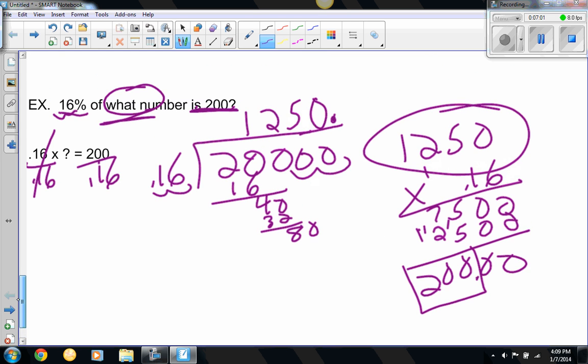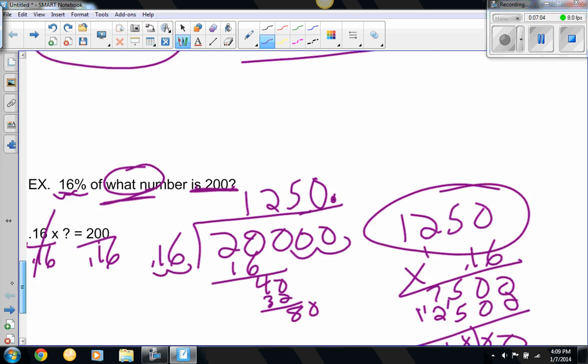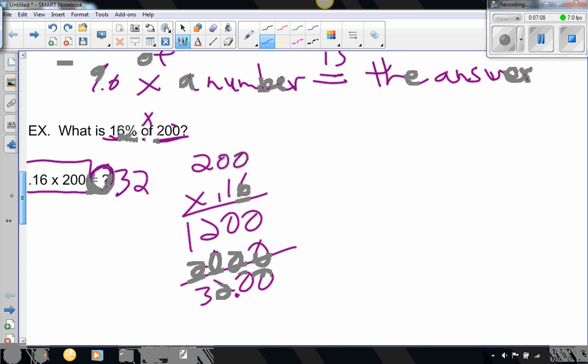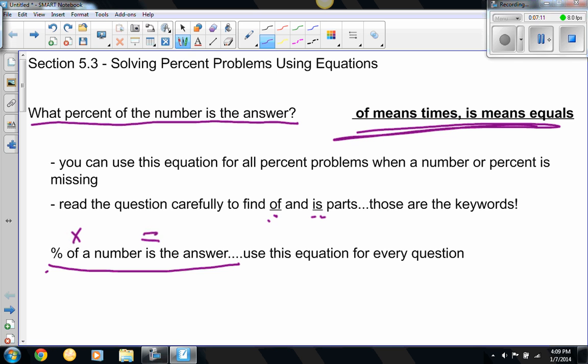I just checked it. So there are 3 types of problems that we're going to look at, but they all involve the exact same equation. Bring that knowledge with you, and we'll talk about it more tomorrow.